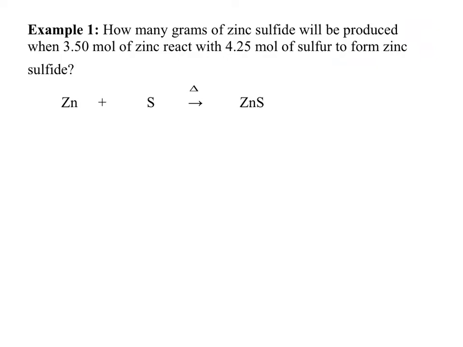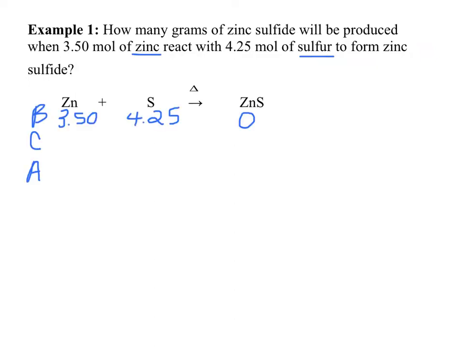Let's start with an easy example. In the first example, we want to know how many grams of zinc sulfide will be produced when 3.50 moles of zinc react with 4.25 moles of sulfur. Notice how we have amounts of each reactant, zinc and sulfur. One of these is going to be the limiting reactant, and one of these is going to be the excess reactant. We need to determine which is which so we can answer the question of how many grams of zinc sulfide will be produced.